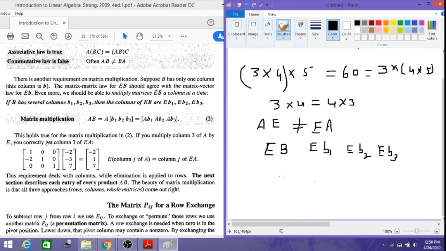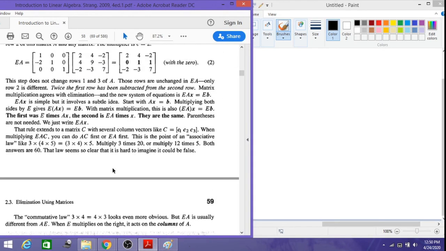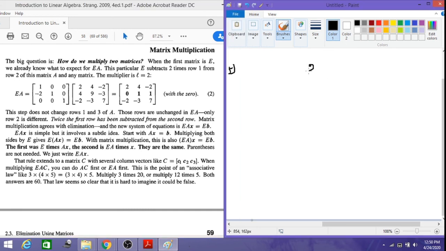Now let us take an example here to make this better understood. So I'll take back my A matrix here. So let us write the A matrix here. So I'll write my A matrix, that is 2, 4, minus 2, and this is 4, 9, and minus 3, and this is minus 2, minus 3, and 7. So this is my A matrix.